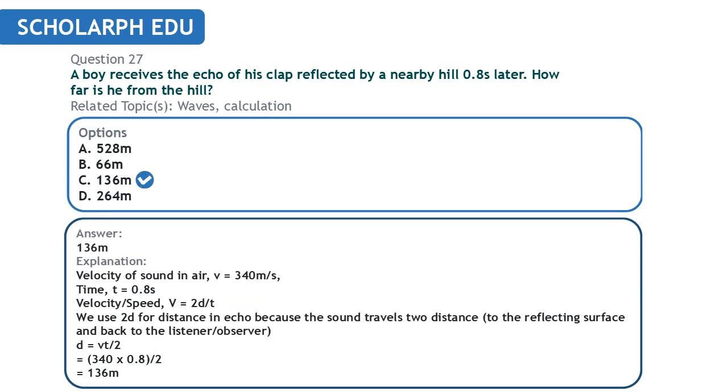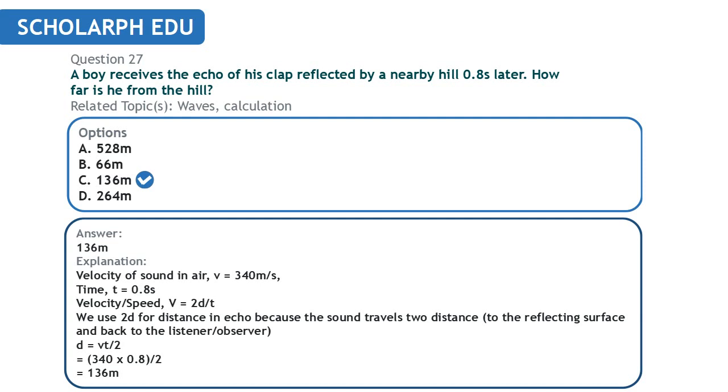Alright, so the velocity or speed of the sound that the boy produced is going to be equal to 2 times the distance over t. Now normally speed is just distance over time, but here we are using 2d, like 2 times the distance. Why? Because an echoed sound travels through distance to the reflecting surface and the distance from the reflecting surface. It travels one distance to the reflecting surface and that distance back to the listener. So that's why I'm using 2d here.